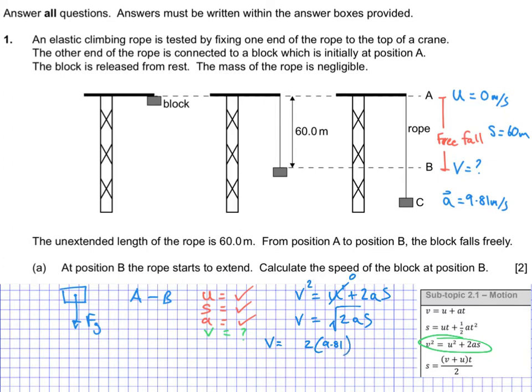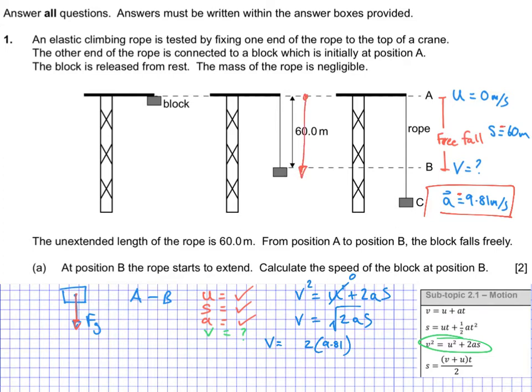Now, let's just pause for a second and think about directions, because that is very important in this. So the direction of the acceleration is down. So this is a downwards direction. So in a sense, we can think about this as a negative. But the displacement is also a negative because it's going from this position to this position.